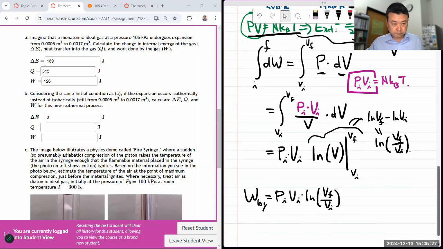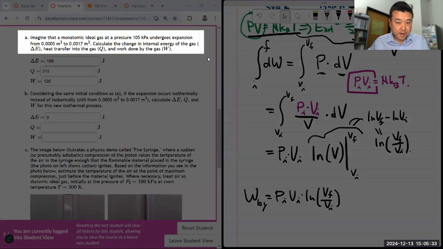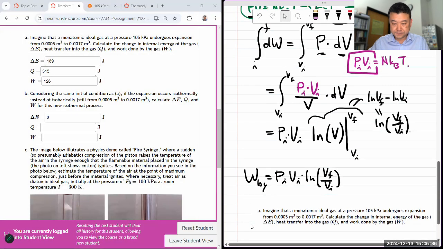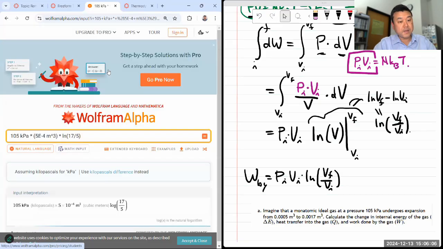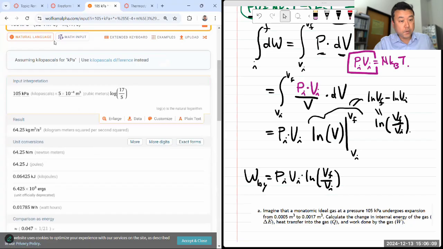So let's write all this out. Let me just copy this over for the parameters. I just don't want to scroll back and forth. Or I guess I already had some of them here. So initial pressure times initial volume would be 5 times 10 to the minus 4 meter cubed, times natural log of V final. I'm just going to type in the part that won't cancel out: 17 divided by 5. 10 to the minus 4 meter cubed cancels out. So when I do that, I should get the answer in joules, 64.25 joules.